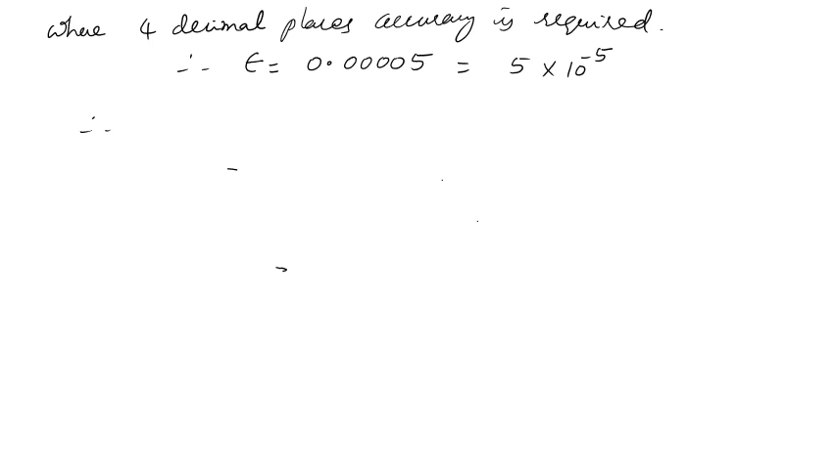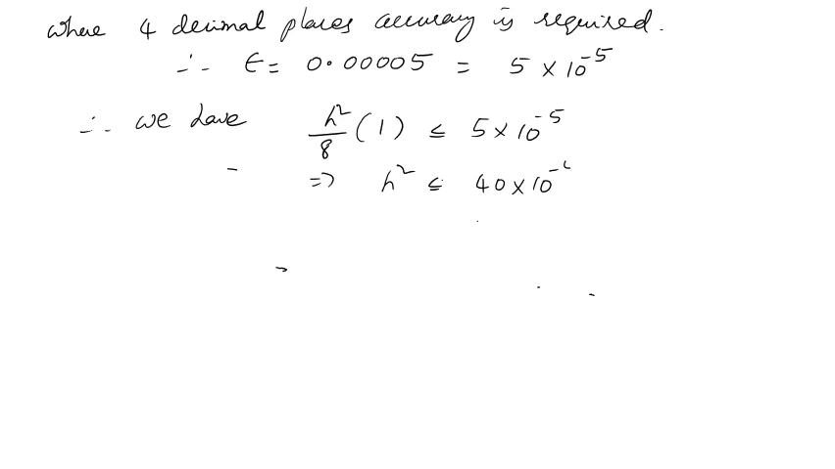Therefore we have h square by 8 into maximum value of sin x in 1 to 3 less than or equal to 5 into 10 power minus 5. This h square is less than or equal to 40 into 10 power minus 5, right? So what is this h value? h is less than or equal to 0.02. Okay, h is less than or equal to 0.02.